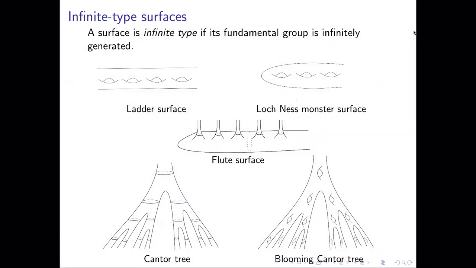And the two infinite type surfaces that I'm going to be using for examples today are the ladder surface and the blooming Cantor tree. So here we also have infinite genus, so we've got genus running down all the different branches of this tree, this kind of thickened tree.